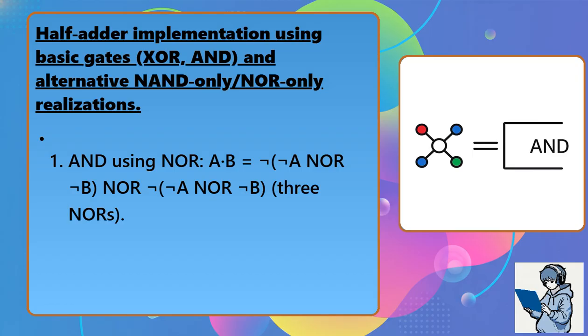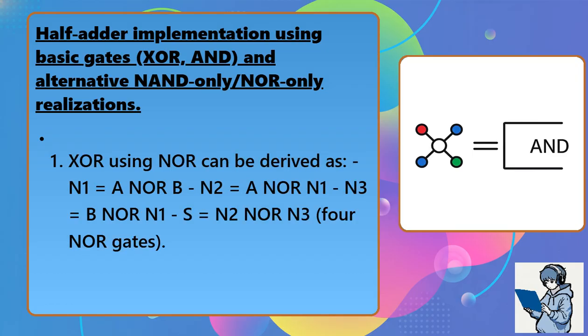3. XOR using NOR can be derived as N1 equals A NOR B, N2 equals A NOR N1, N3 equals B NOR N1, S equals N2 NOR N3. 4 NOR gates. Overall 7 NOR gates are required, 3 for carry, 4 for sum.